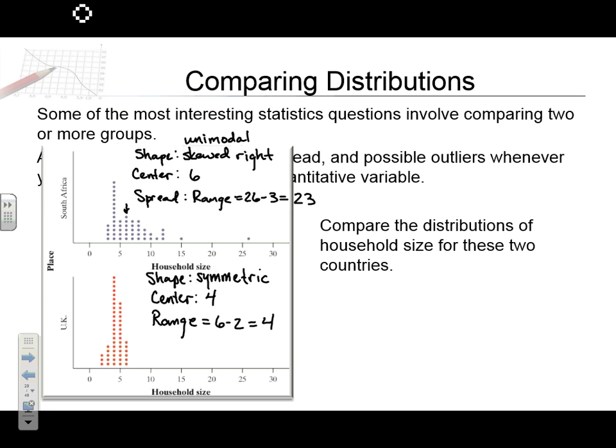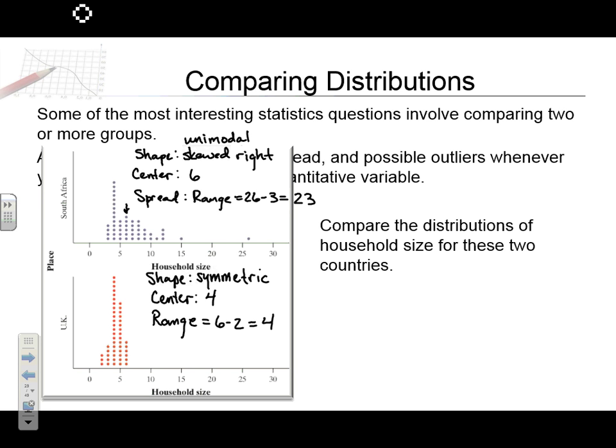Okay, so if we're comparing just based on this information, one major difference: in South Africa, the shape is skewed right, whereas in the UK it's symmetric. There appear to be roughly 6 people per household on average. That's what the center tells us, compared to 4 people per household on average in the UK. And the spread, the distribution is much more variable for South Africa than it is for the UK. The UK is pretty tightly clustered around a single value. So the range of 23 people per household versus 4 people per household is quite a significant difference.